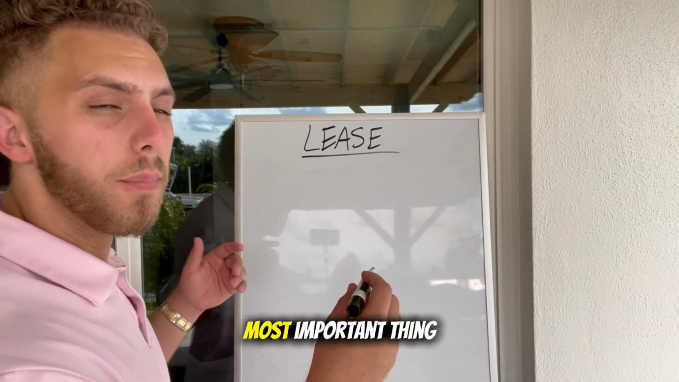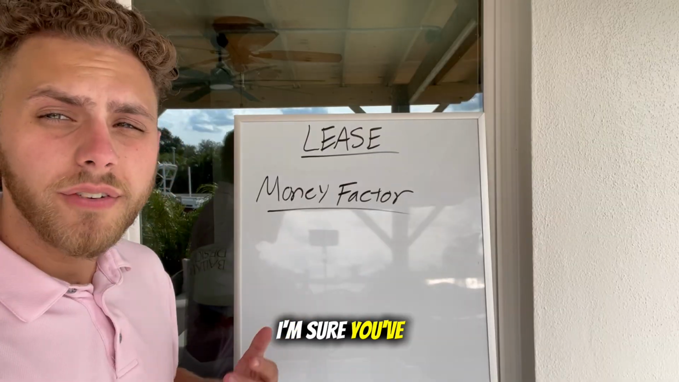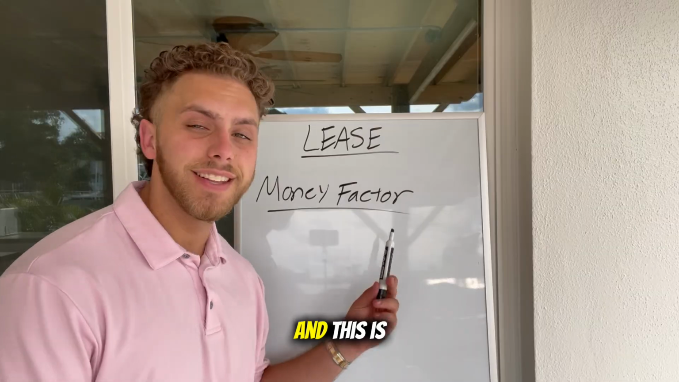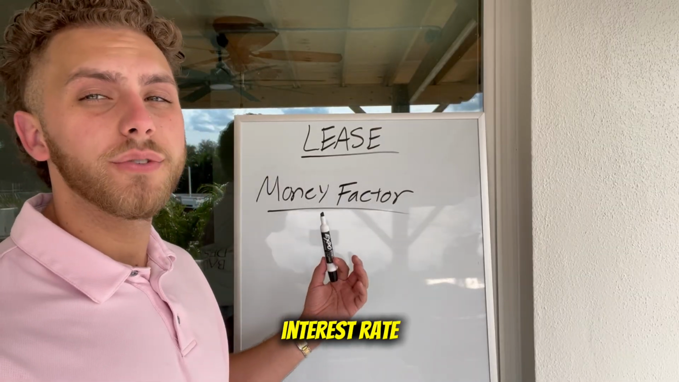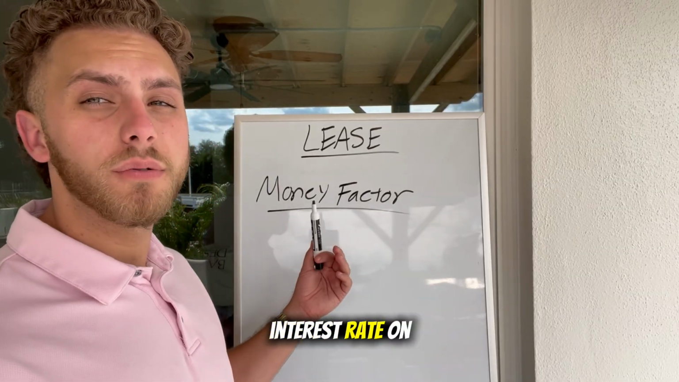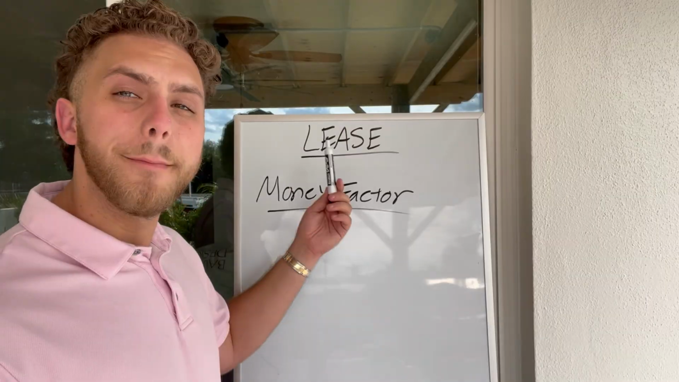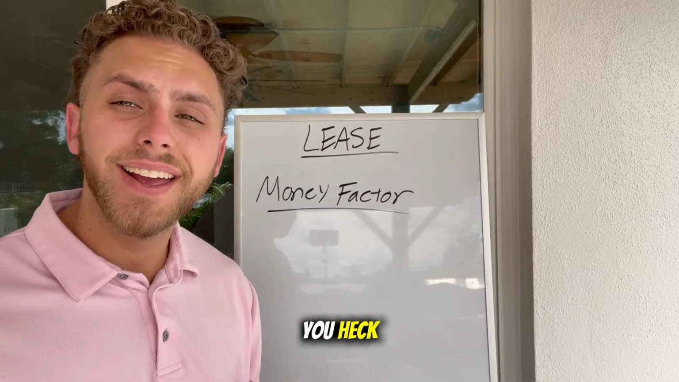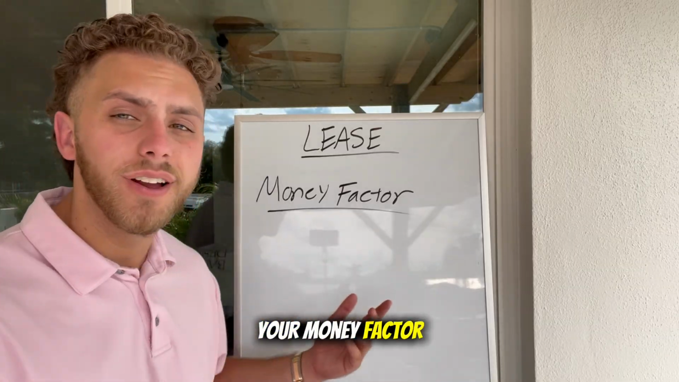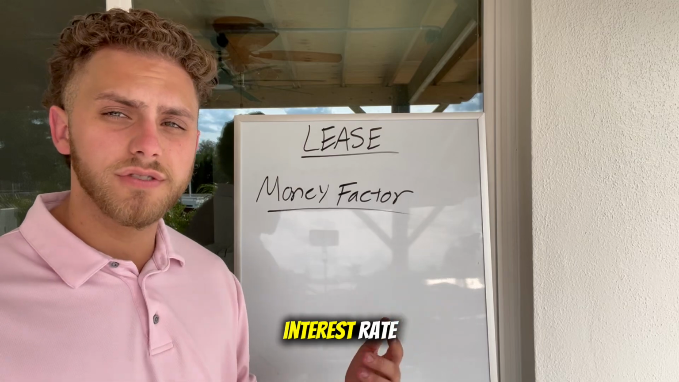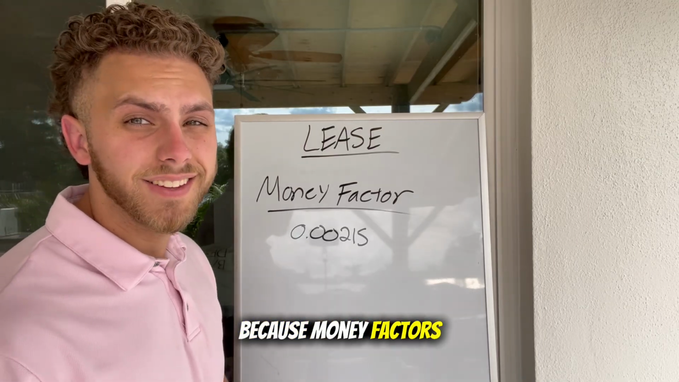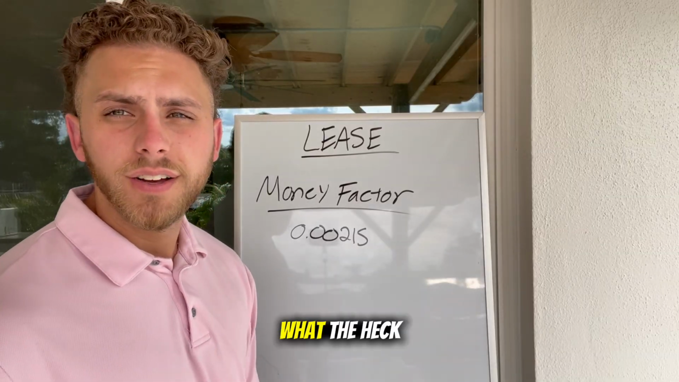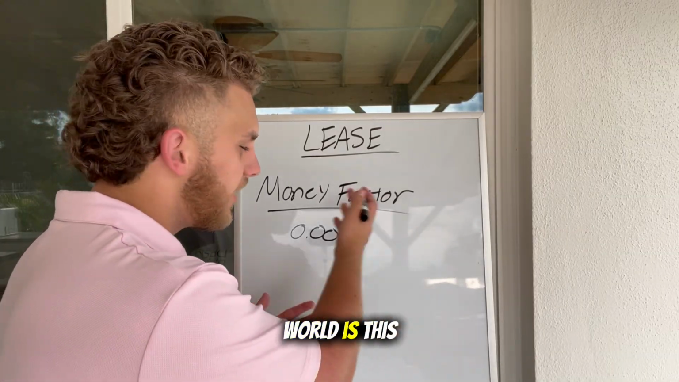Now, the next most important thing is your money factor. I'm sure you've heard this thrown around. I'm sure you don't really know exactly what the heck that means. And this is your fancy term for your interest rate. Yes, you have an interest rate on your lease and it is masked as being called your money factor. Now, how do you calculate your money factor into an actual interest rate? Because money factors look ridiculous. Something like this, 0.00215. What the heck does that mean? How in the world is this your interest rate?